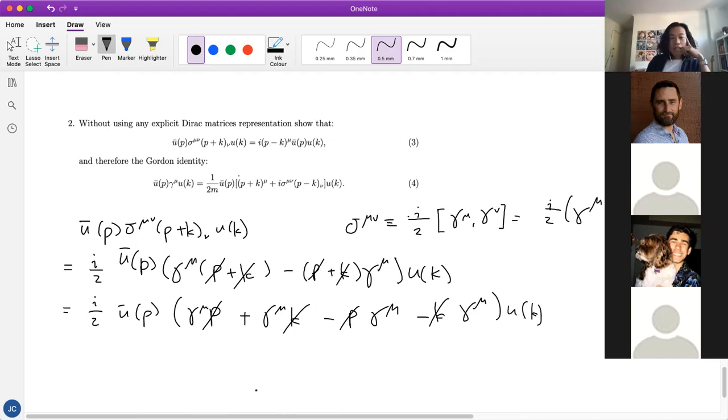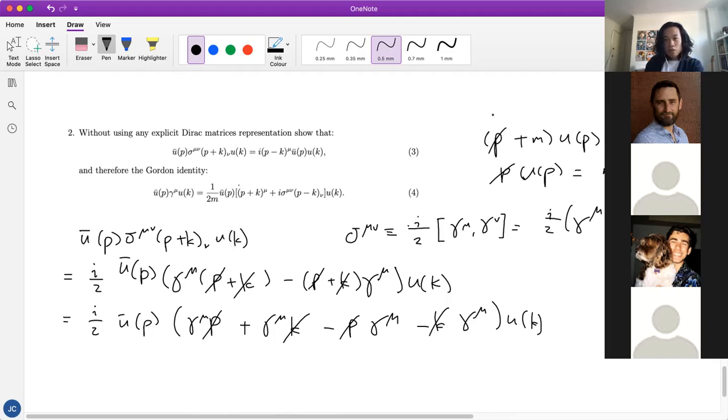Okay, we want to now simplify this with the Dirac equation. So we know that we can use (P slash plus M) u of P equal to 0, or in other words, P slash u of P is equal to M u of P. Or the adjoint version, which is going to be u bar P slash is equal to M u bar of P.